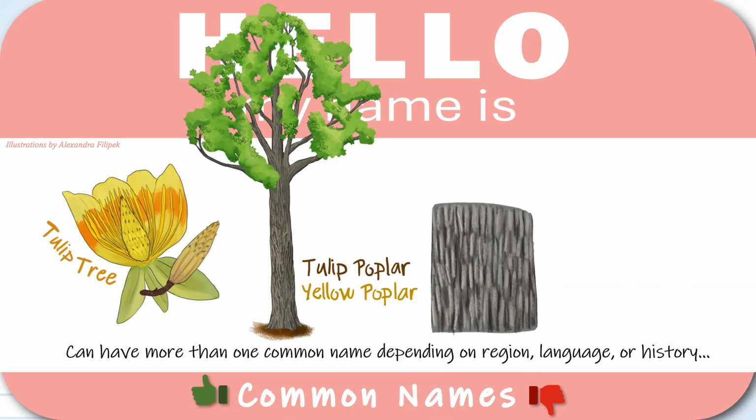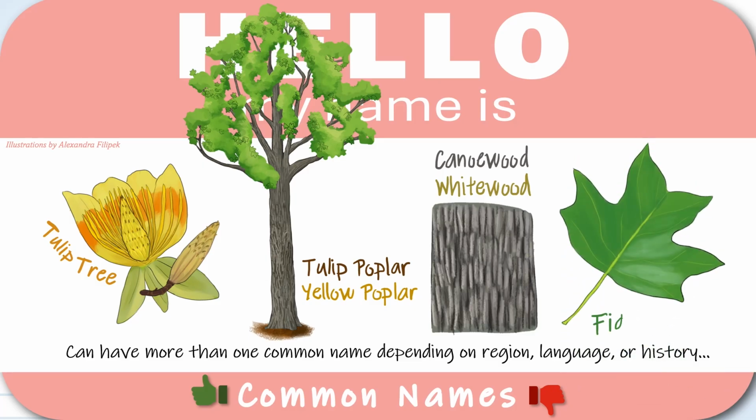It's also been called canoe wood because Native Americans used it to make dugout canoes, whitewood because of the color of its wood, and fiddle tree because of the shape of its leaves. All these different common names can make it hard to know what species someone is talking about.